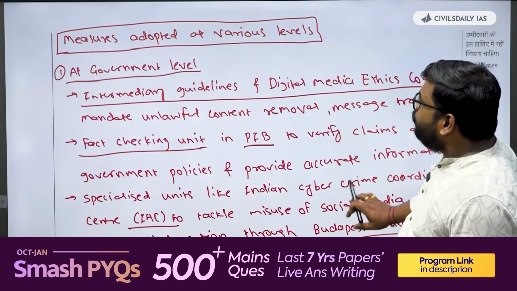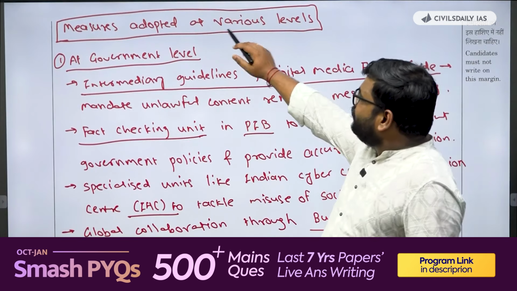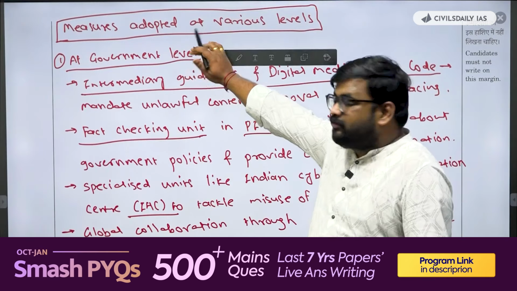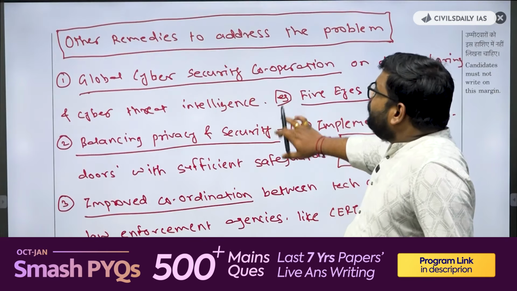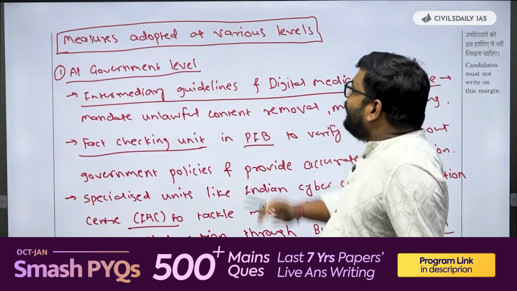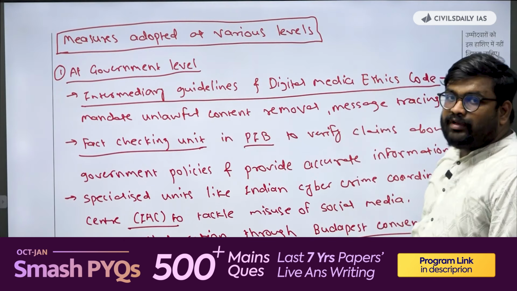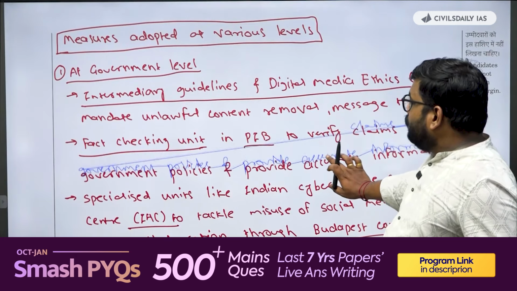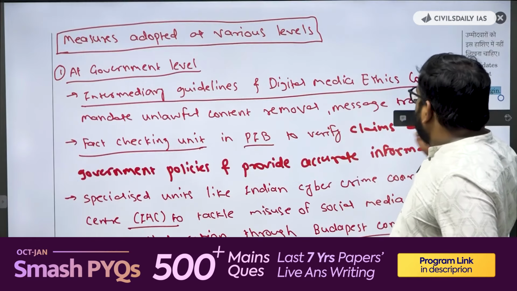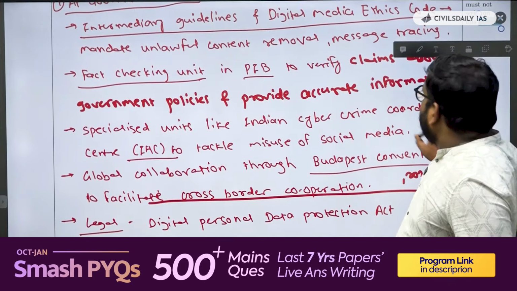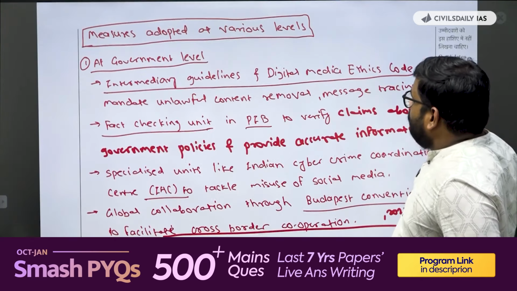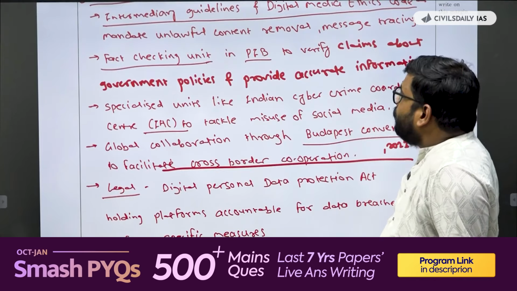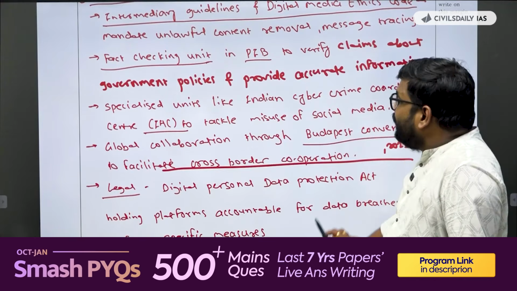Then the second, measures adopted at the various levels. As they have asked for various levels, your subheadings will become levels. So at the government level, the measures they have adopted: intermediary guidelines and the Digital Media Ethics Code, which are the legal measures, mandating unlawful content removal and message tracing. Then governance: a fact-checking unit in the PIB to verify claims about government policies and provide accurate information.